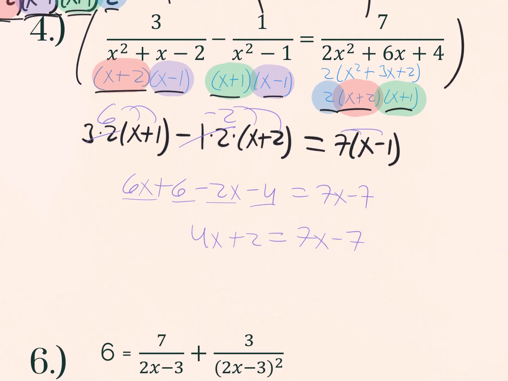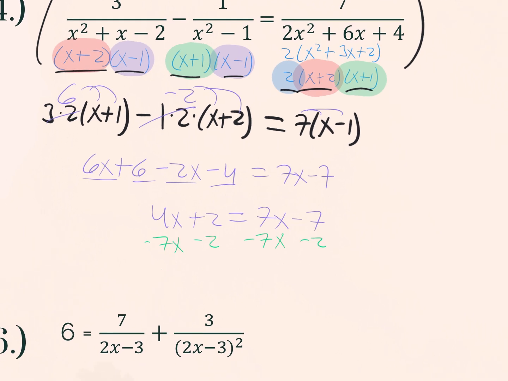All right, and now let's get the x's on one side, the constants on the other. All right, so let's subtract 7x and subtract 2. All right, so we should get negative 3x equals negative 9. And then you divide both sides by negative 3, and you get x equals positive 3.